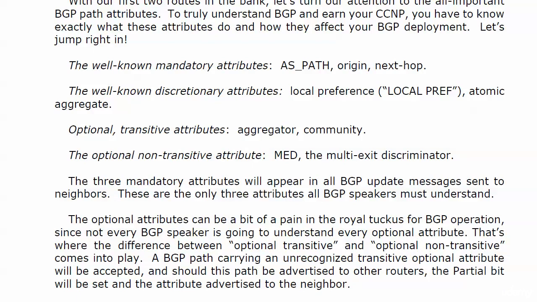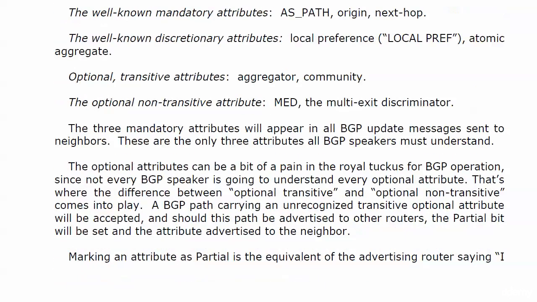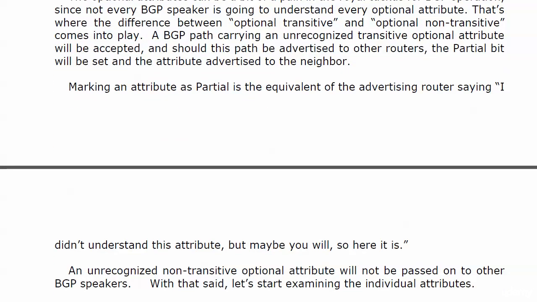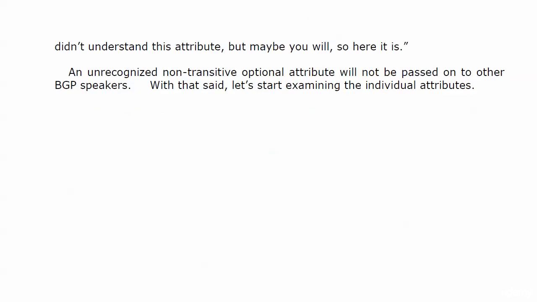And that's where the difference between optional transitive and optional non-transitive comes into play. A BGP path that's carrying an unrecognized transitive optional attribute will be accepted, and should that path be advertised to neighbors, the partial bit will be set and the attribute advertised to the neighbor. Now, marking an attribute as partial is really the equivalent of the advertising router saying, hey, I didn't understand this, but maybe you will, so here it is. An unrecognized, non-transitive optional attribute will not be passed on to other BGP speakers. And of course, the key there is non-transitive. It's not going to transit from one AS to another or even between speakers.